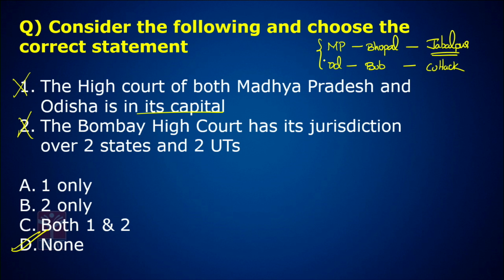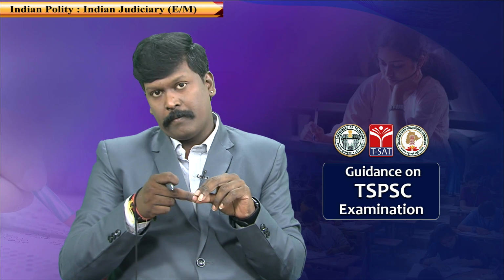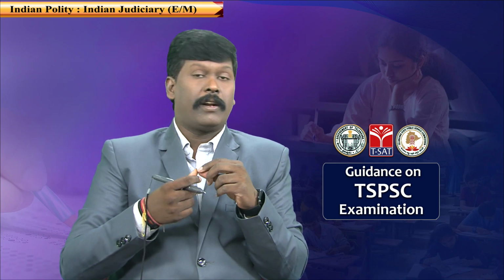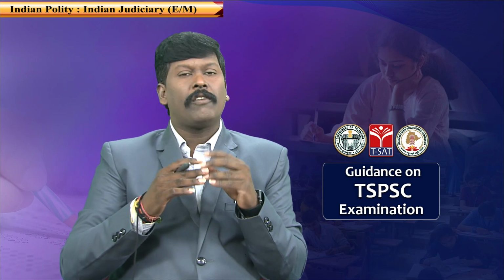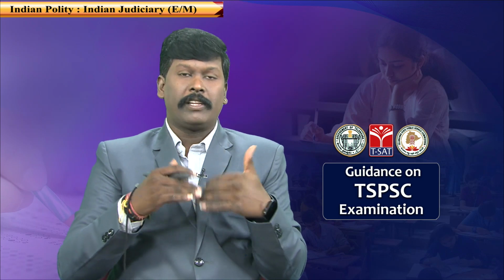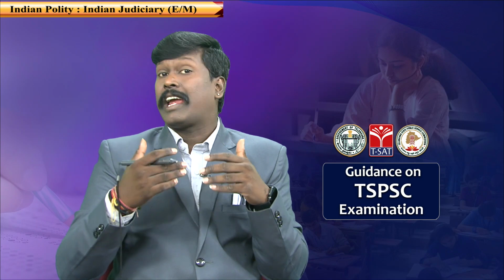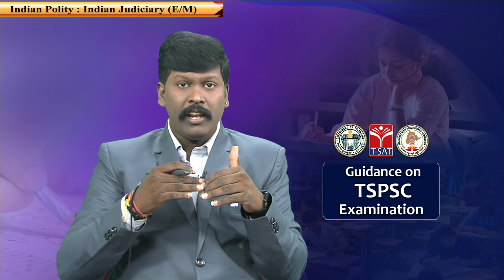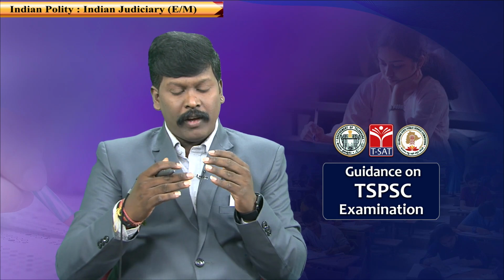Not only this, if you look at Rajasthan, the capital of Rajasthan is Jaipur, but the High Court is in Jodhpur. The capital of Gujarat is Gandhinagar, but the High Court is in Ahmedabad. The capital of Uttar Pradesh is Lucknow, but the High Court is in Prayagraj, Allahabad High Court. The capital of Kerala is Trivandrum, but the High Court is in Ernakulam. So this area is where you need to learn more.